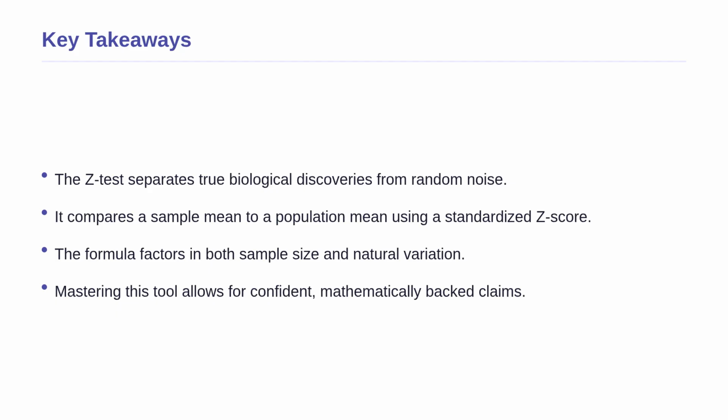As we wrap up, let us review the key takeaways. The z-test is an incredibly powerful statistical tool that helps us separate true biological discoveries from random noise. By comparing a sample mean to a population mean and factoring in the sample size and natural variation, it provides a standardized z-score. This score tells us exactly how unusual our sample is compared to normal expectations.